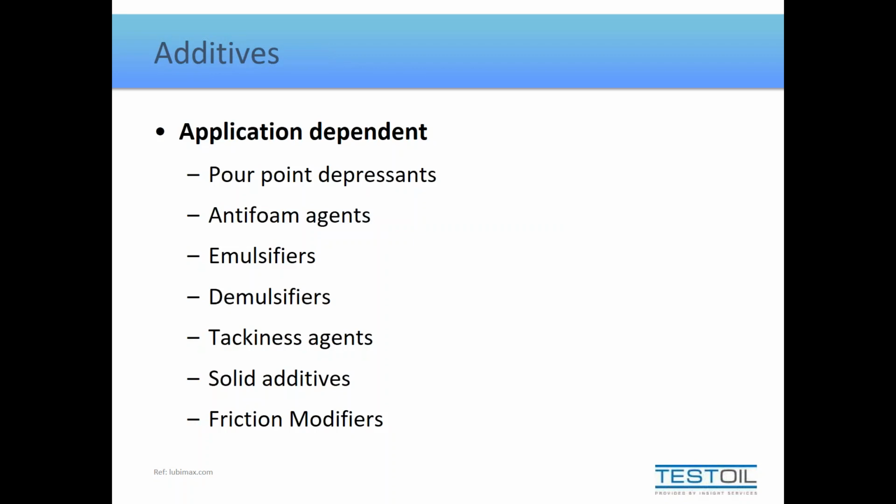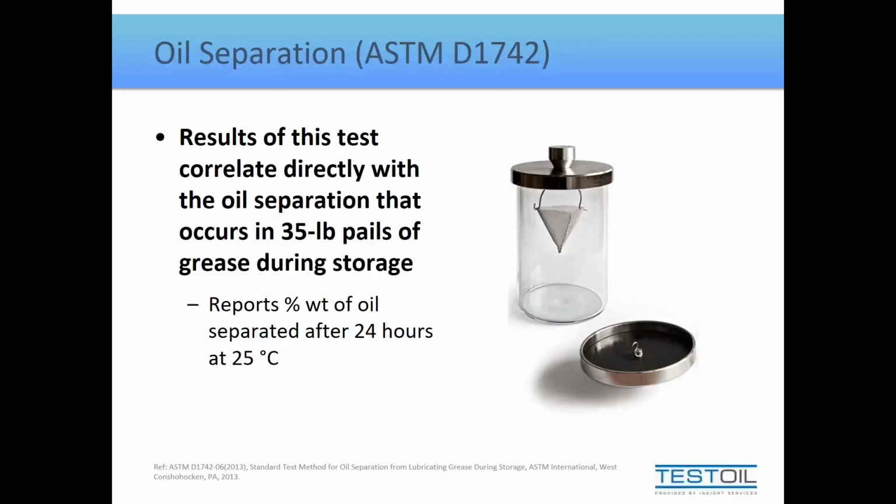Now, the testing that we use to help give us an idea if the grease is performing in the way we want is covered by many different tests. So the first one I'll describe to you is the oil separation test. The oil separation test is one where you place grease in a little mesh basket and you measure by percent weight how much oil separates from the original grease after 24 hours in a 25 Celsius environment.